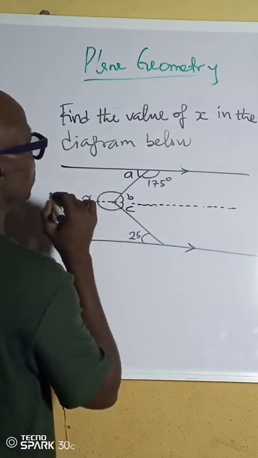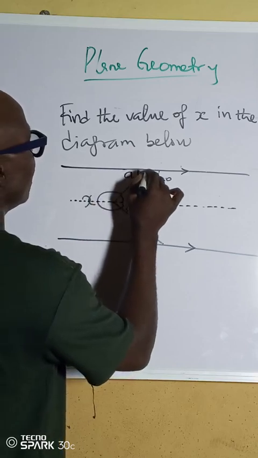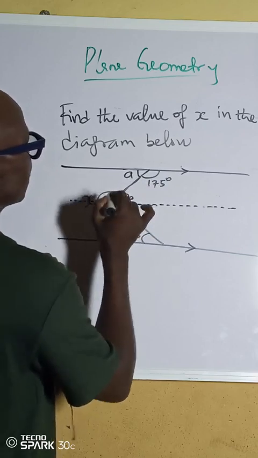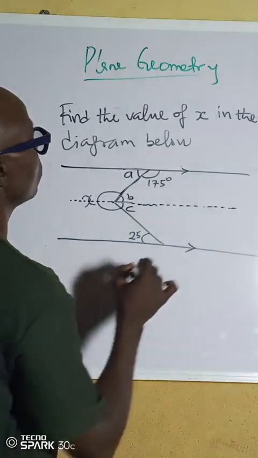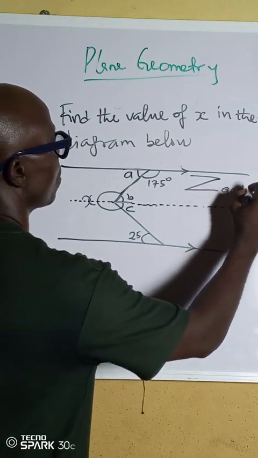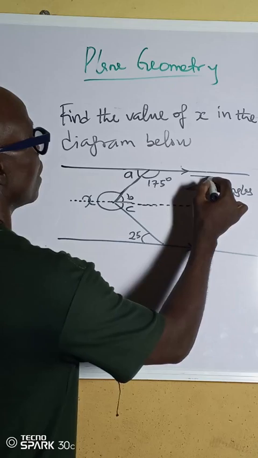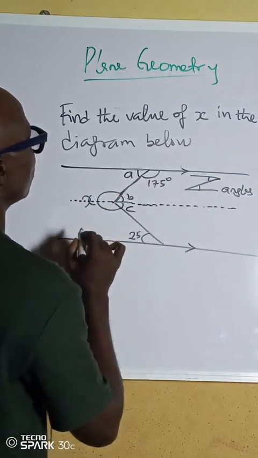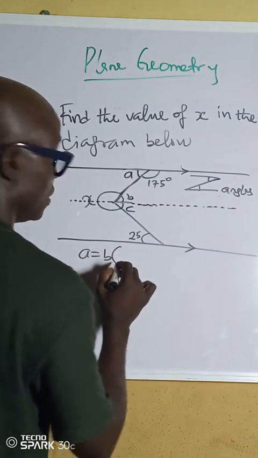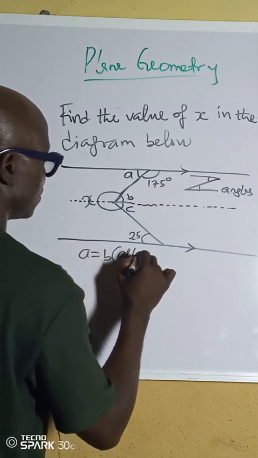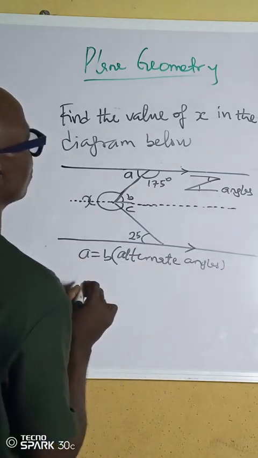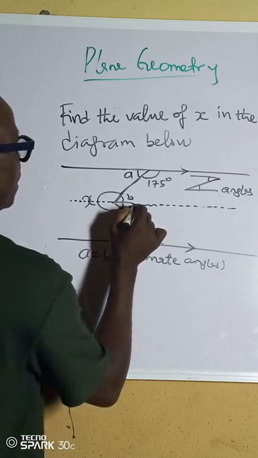From the above, here to here, you are looking at alternate angles, that some call Z angles, whereby the angle here is equal to the angle here. So A is equal to B. Give us the reason. Alternate angles are equal. Okay?